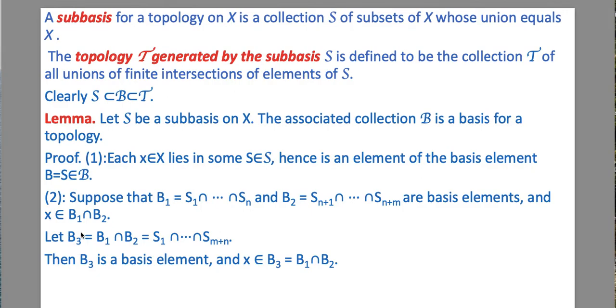Suppose B3 is the intersection of B1 and B2. It means it is the intersection of S1 intersection S2 intersection up to Sn intersection Sn+1 intersection up to Sn+m. So B1 intersection B2 is S1 intersection ... intersection S(n+m). It means B3 is a basis element and x belongs to B3 because B3 is the intersection of B1 and B2.